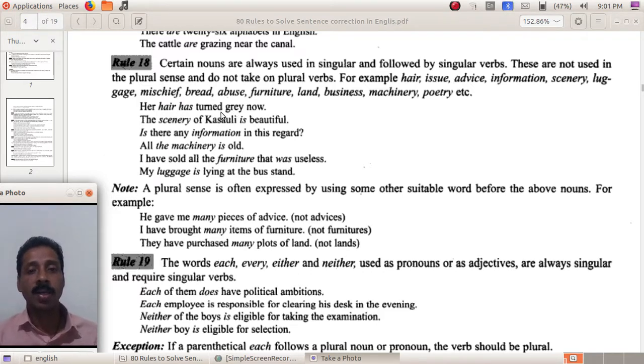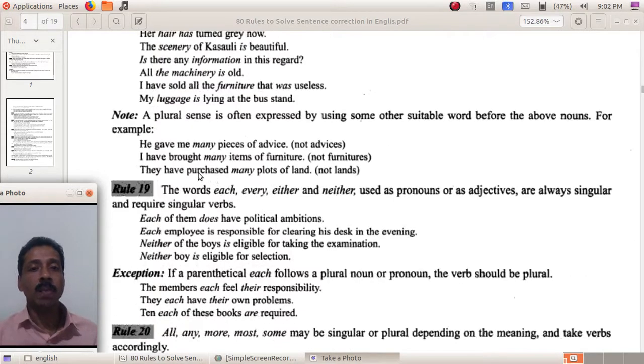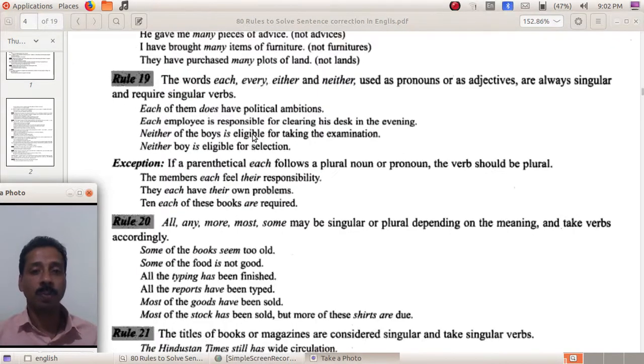So, her hair has turned grey now. The scenery of Kasoli is beautiful, etc. If we have to use these words in a plural sense, sometimes we have to add expressions like, see, he gave me many pieces of advice. When we use many pieces of advice, it becomes plural. We cannot say advices. Advice is always singular in form. So there is no plural form.